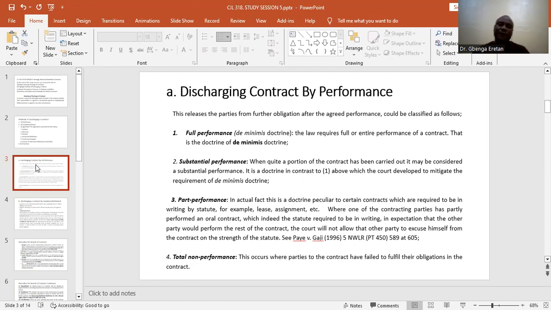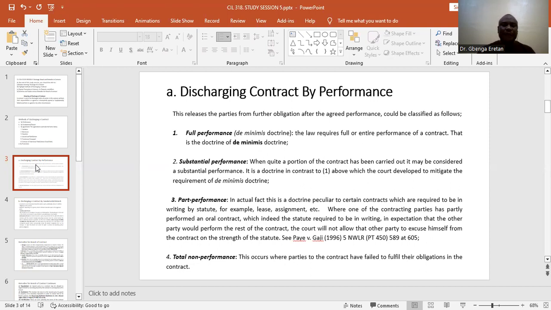Under the substantial performance, it is a situation where majority of the responsibility assigned to parties has been performed, and the other side that is not performed is so minute that the court could say that the contract has been reasonably performed and said the contract could be discharged by performance. But under this circumstance, the totality of the contract is not performed, but substantial part, majority part, a reasonable part of it has been discharged. So the court, in his opinion, could draw the conclusion that that contract could be discharged by performance.